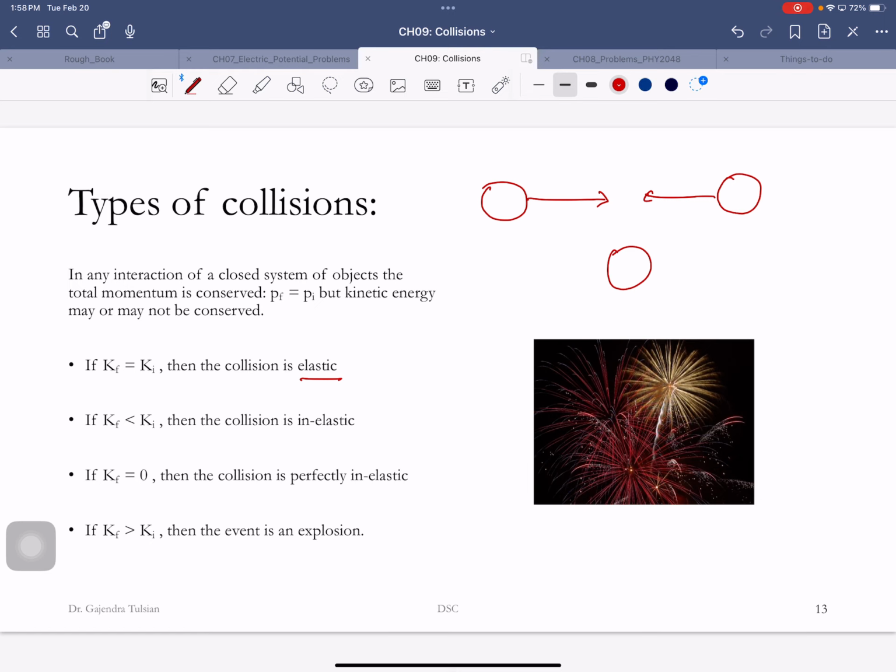If they're springy, they'll bounce back. If final kinetic energy is greater than initial kinetic energy, then some form of energy got converted to kinetic energy. So it's more than likely an explosion. Chemical energy got converted to kinetic energy. So you can have a hand grenade sitting on the table and it explodes. Its initial kinetic energy was 0, and then the shards have kinetic energy.